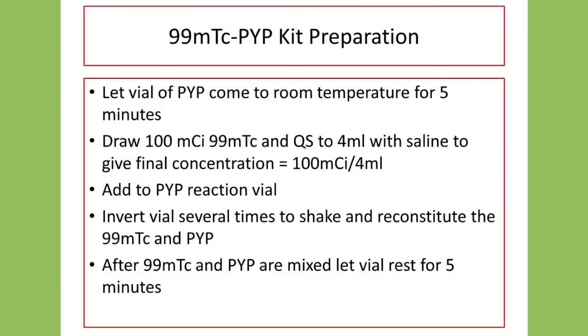I know most of you probably aren't doing this now. This is done in the pharmacy or most radiopharmacies, but it's good information to have if you are preparing kits. You want to let the vial come to room temperature for 5 minutes. You want to use 100 millicuries of technetium in about 4 mLs of saline to prepare your kit. Invert the vial several times, shaking it slightly for reconstitution, and then let it sit for about 5 minutes before injecting your patients.